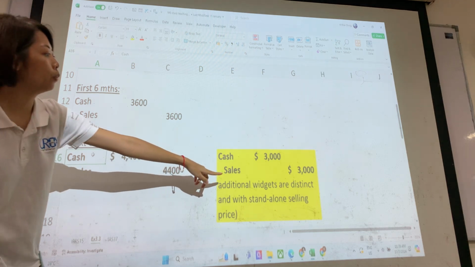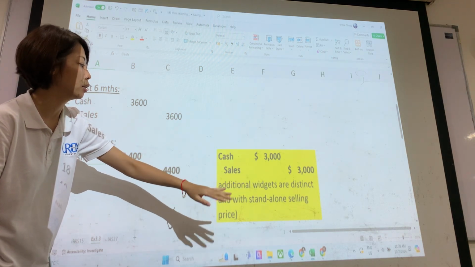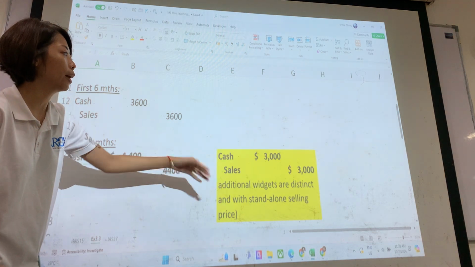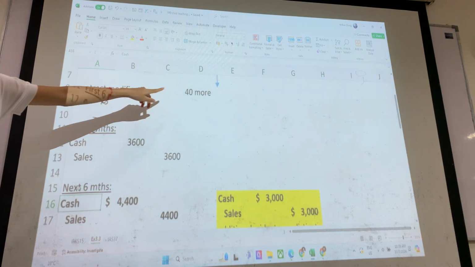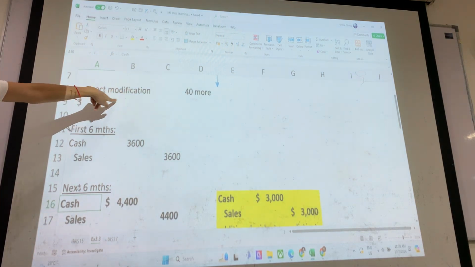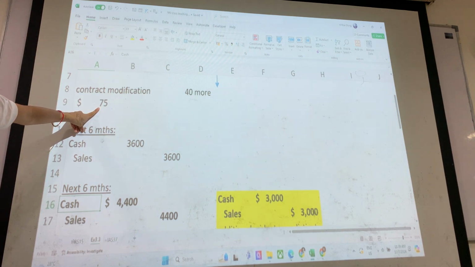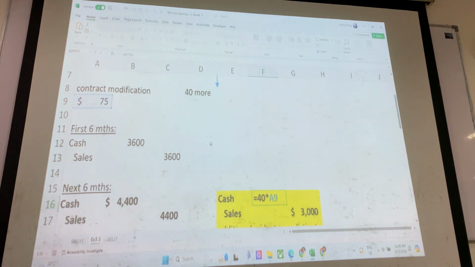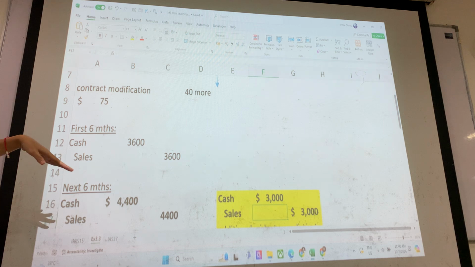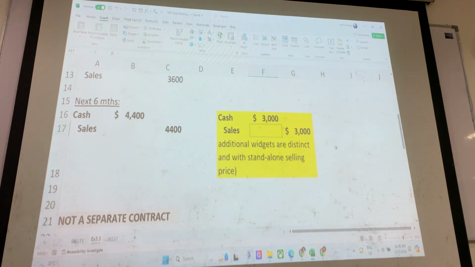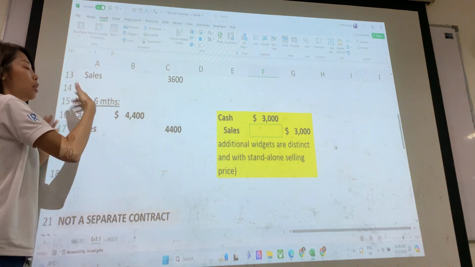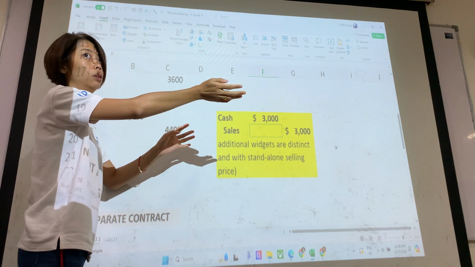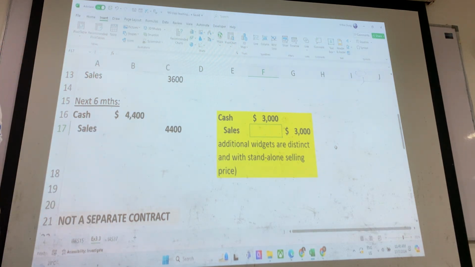So for the additional widgets, which are distinct and with a standalone selling price, we will recognize separately with the new price. So the additional 40 more, you multiply with $75. Then you will get 40 times $75, which is 3,000. So that's called a separate contract. If your contract modification fulfills distinct and standalone selling price, then you will do it separately. You recognize your revenue at the original price and the new price. This one I think is a popular question also. A lot of students say they got all these questions.